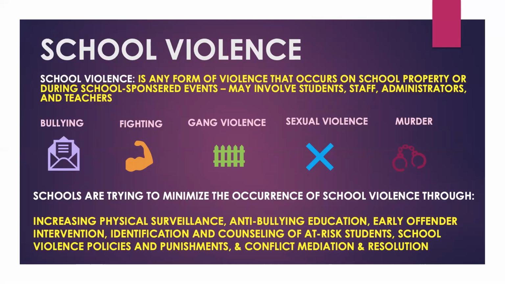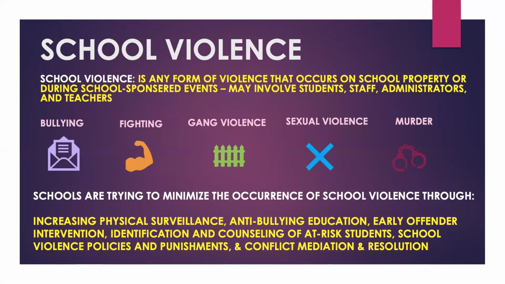There's lots of different types of school violence. So there's bullying, there's general fighting, there's gang violence that occurs on school property. There's sexual violence that occurs on school property, or something even as vicious as murder can happen on school property. That's not necessarily like a school shooting per se.